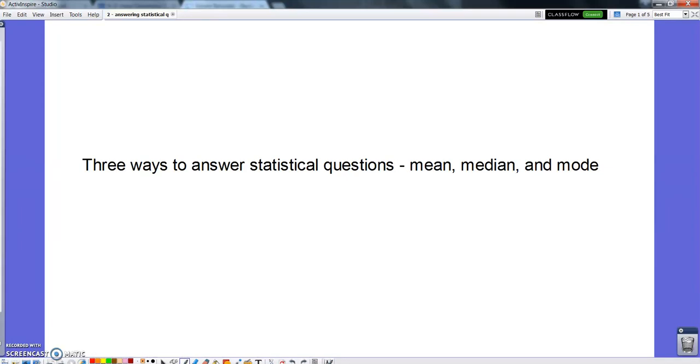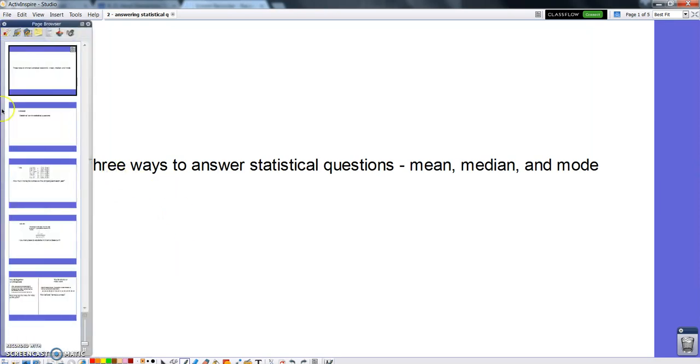Guys, I'm going to talk about 3 ways to answer statistical questions today, called mean, median, and mode. They all start with M, which makes them hard to keep track of, but none of them are really hard to figure out. So please start a whole new section in your math notebook, because we're talking about statistics now. So 3 ways to answer statistical questions: mean, median, and mode. And after you've got that, unpause and think along with me.